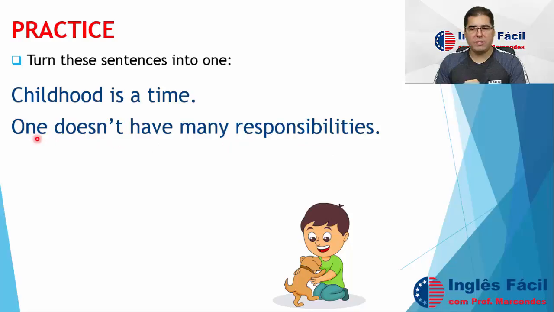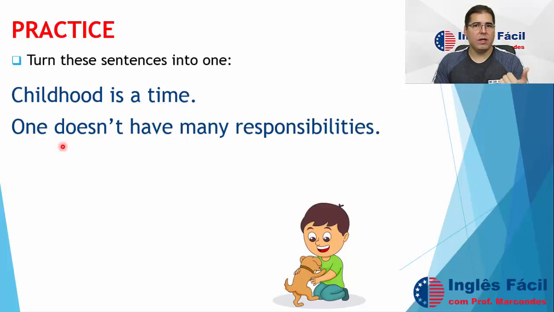Now here in this case, one is being used as a pronoun, okay? So one, you, a person, someone, okay, doesn't have many responsibilities, okay? It's possible to say, when we want the sentence not to have a specific subject, to be a general sentence, we can use one, okay? Now who doesn't have many responsibilities during childhood? Everybody, okay? You, me, everybody, okay? It's also possible to use you in this case, right?